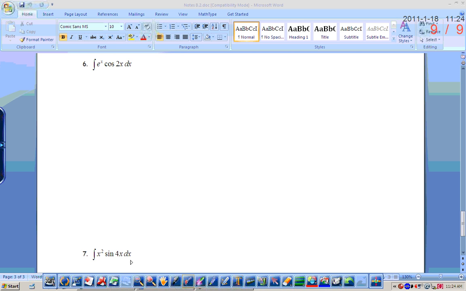We're going to use that again on number 7, but unfortunately we can't use it on number 6, because my two functions are e to the x and cosine 2x. Do either of those derivatives end up going to 0? No. In this case, it really doesn't matter which one you let u be and which one you let dv be. I would just pick dv to be the one you would rather integrate. Would you rather integrate e to the x, or cosine 2x?